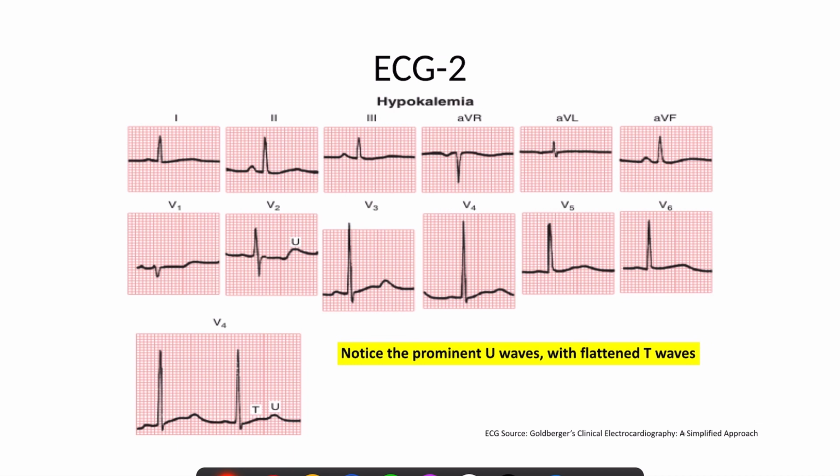In this ECG you can see that T waves are flattened in almost all the leads. Like in lead 1, the T wave is very flat. Similarly in lead 2, lead 3, as well as in the chest leads. Like you can see in V5, V6, the T wave is very flat. In addition to that, you can see the prominent U wave in lead V2 as well as in lead V3, and in V4 you can see some U wave. These are the findings of hypokalemia.